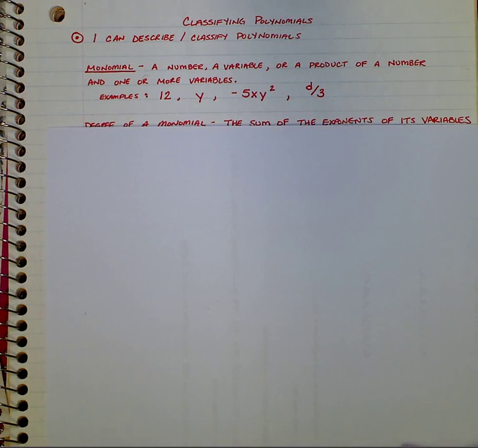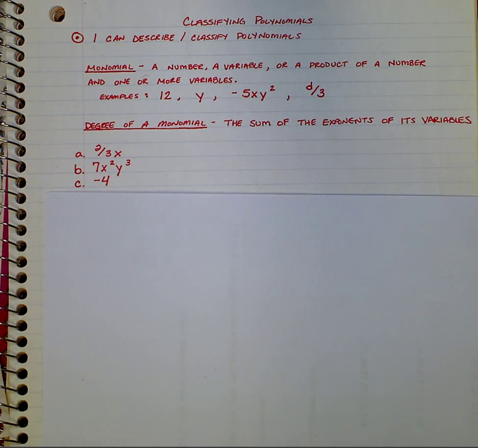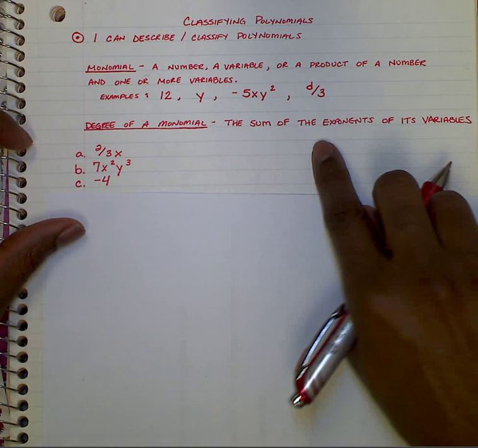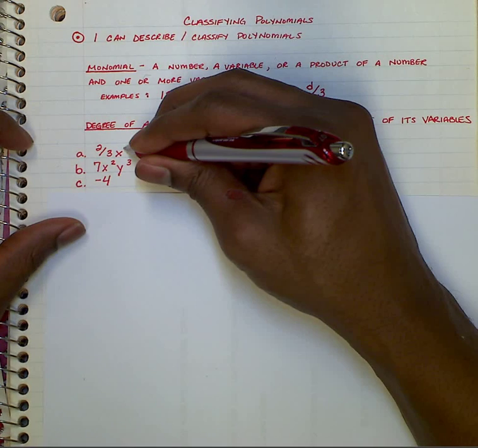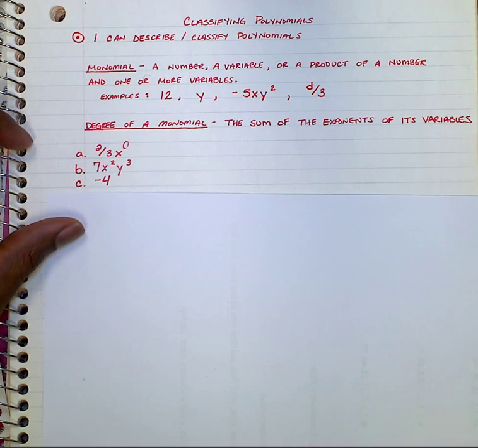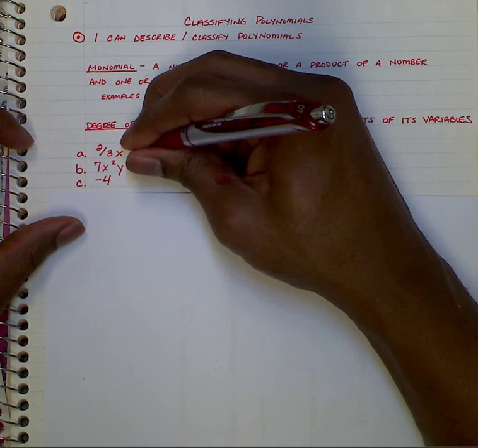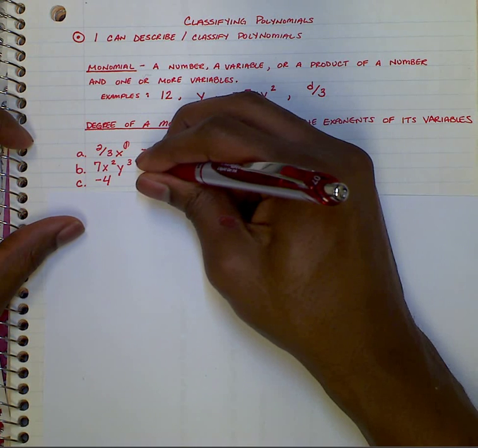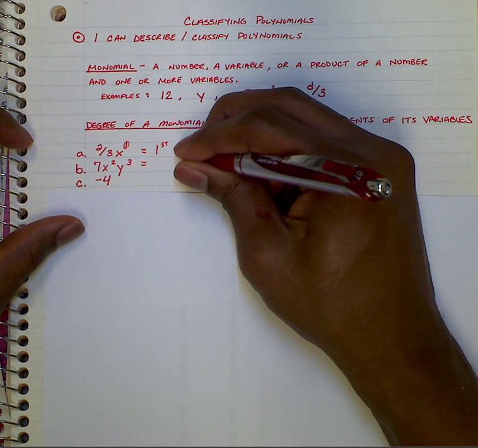When we talk about the degree of a monomial, the degree of a monomial is the sum of the exponents of its variables. So we have a few monomials here we'll use as examples. If I had to give the degree for each of these monomials, it's the sum of the exponents of its variables. So here we have x. There's no value written there, so we know it's that invisible 1. The degree of this monomial is 1. So it's a first degree monomial.